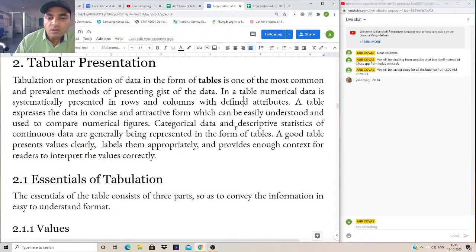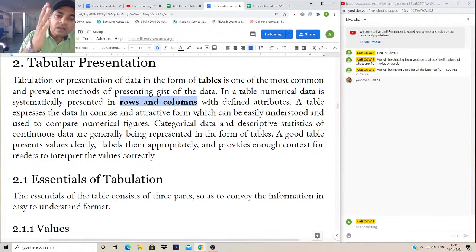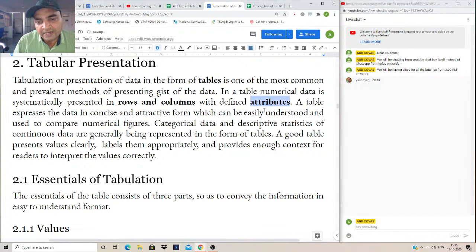Okay, so what is there in a table? The numerical data is systematically presented in the form of rows and columns. There are rows, there are columns, and there are defined attributes. Attributes we have already studied earlier: characteristics which cannot be written in the form of numerics are known as attributes.